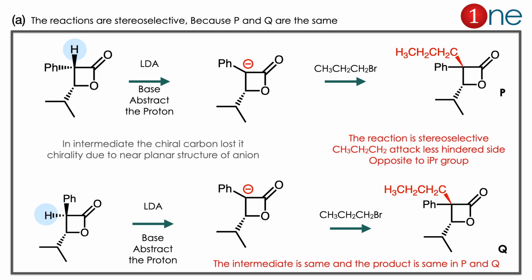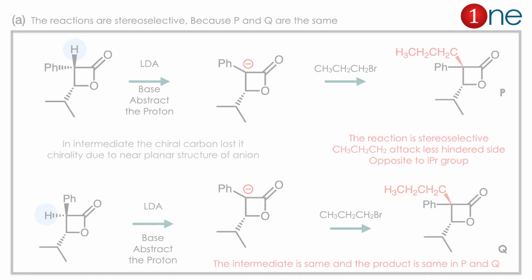Here the concept you have to learn is the shape of the intermediate. The anion is near planar shape, not tetrahedral, and loses its chirality during the intermediate formation.